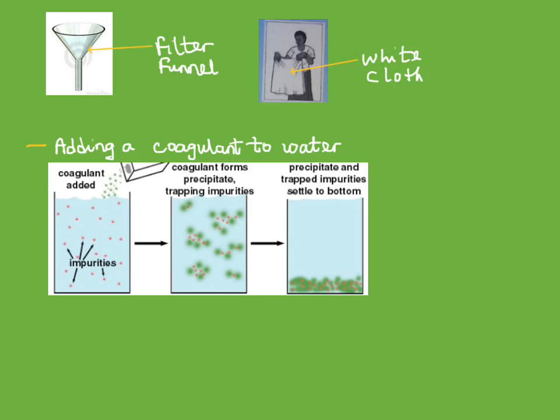A coagulant is being added to water containing impurities. The coagulant forms precipitate, trapping the impurities. The precipitate and trapped impurities thereby settle to the bottom of the container. This coagulant is added to assist in the removal of particles suspended in water, such as clay, bacteria, and fungi.